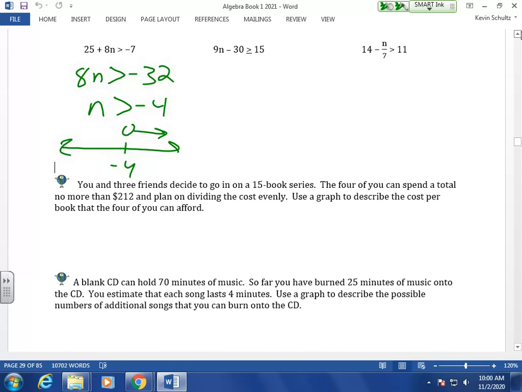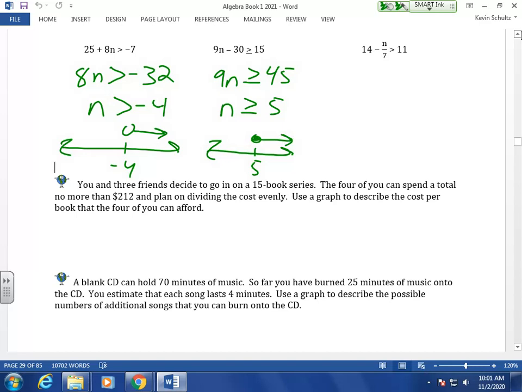Middle one, add 30 to both sides. Again, opposite operations. 9n is greater than or equal to 45. Flip our sign here? Nope. Divide both sides by +9. We get n is greater than or equal to 5, which is a closed circle at 5, going to the right.